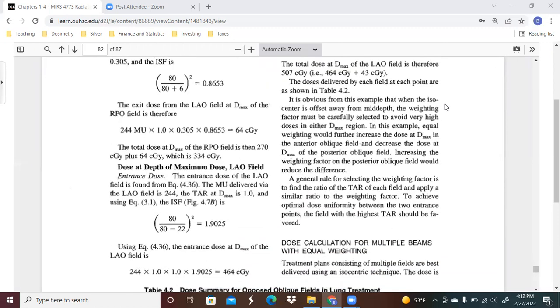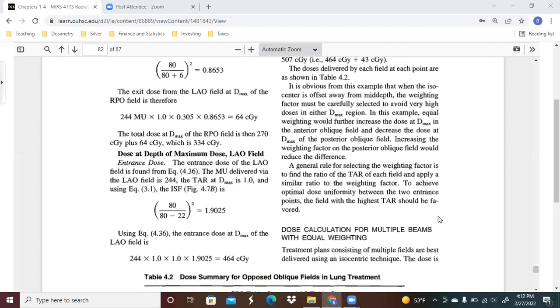So from this example, when the isocenter is offset away from the mid-depth, the weighting factor must be carefully selected in order to avoid very high doses in either Dmax region. In this example, equal weighting would further increase the dose at Dmax in the anterior oblique field and decrease the dose at Dmax of the posterior. Increasing the weighting factor on the posterior oblique would reduce the difference.